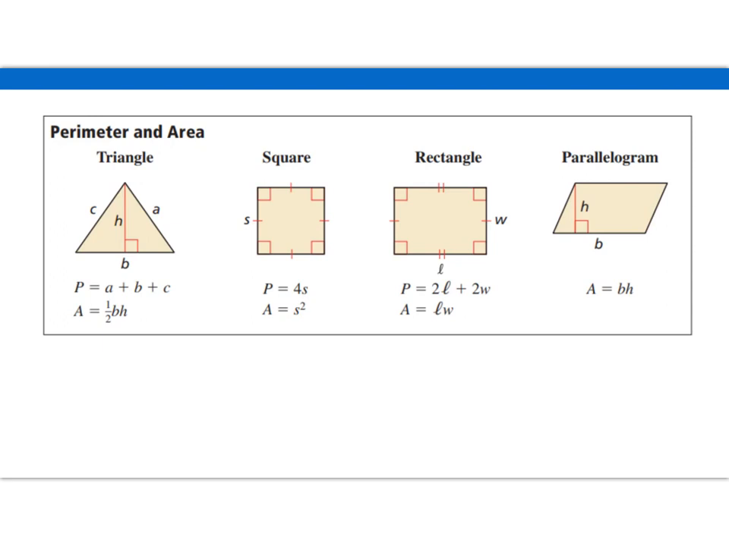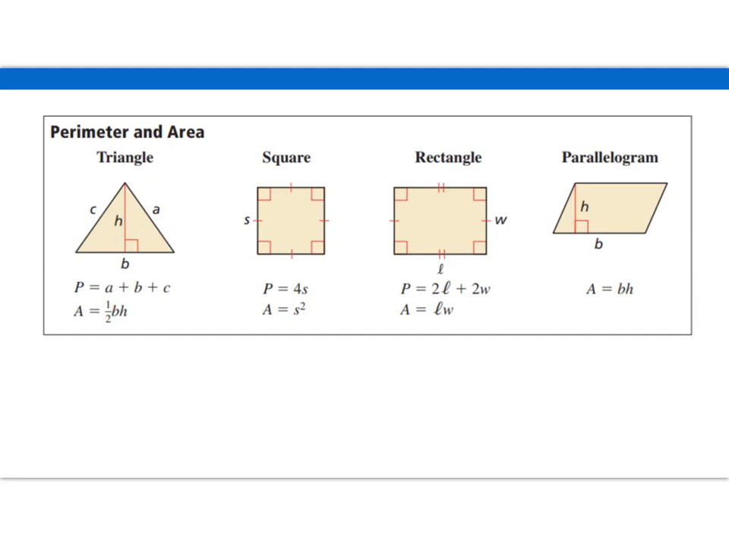Now this slide here is just kind of a review. Hopefully you've seen some of these formulas before for perimeter and area of some common polygons. We have triangle. Remember, perimeter is when you add up the lengths of the outsides. So notice it doesn't matter if you're doing a triangle, a square, a rectangle, or a parallelogram. You are literally just adding up all the side lengths.